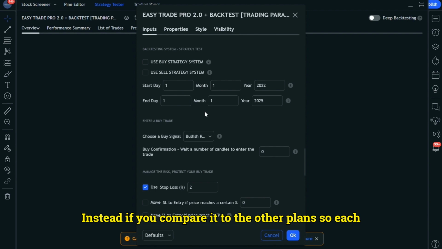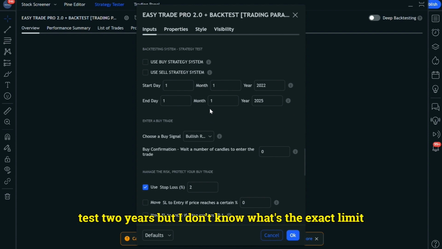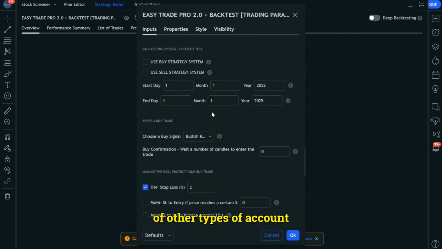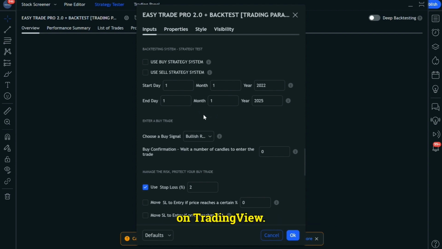Instead, if you compare it to the other plans, each plan has less time length to backtest. Here I'm going to backtest in a premium account. So in this case, for example, on a 1 hour chart, I can test 2 years, but I don't know what's the exact limit of other types of account, but be aware that this is what happens on TradingView.